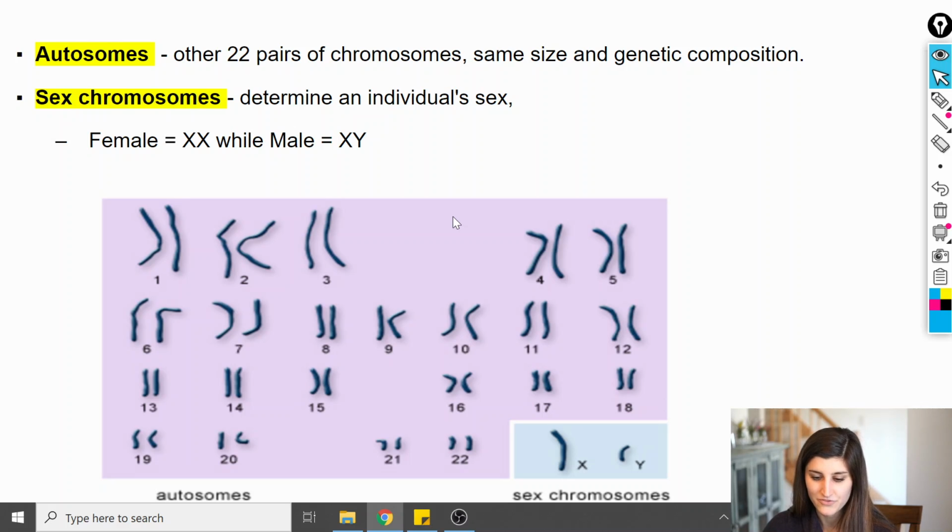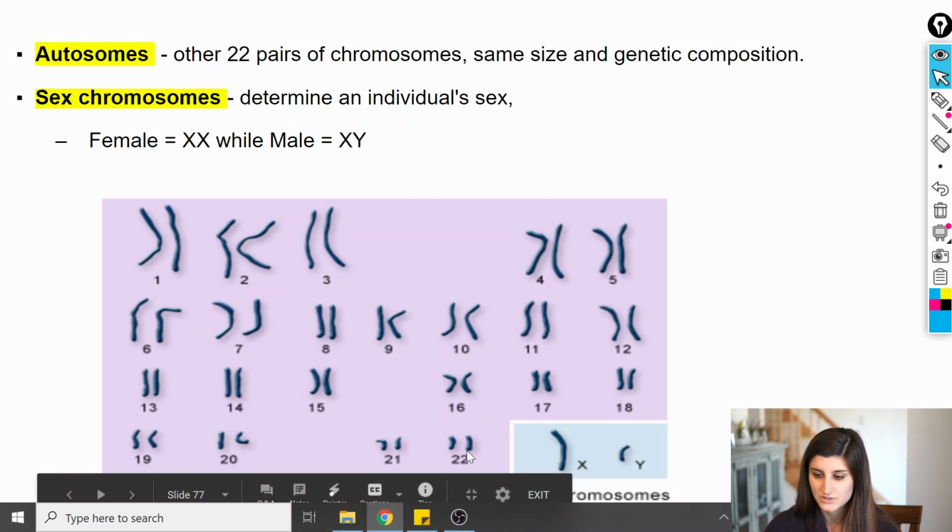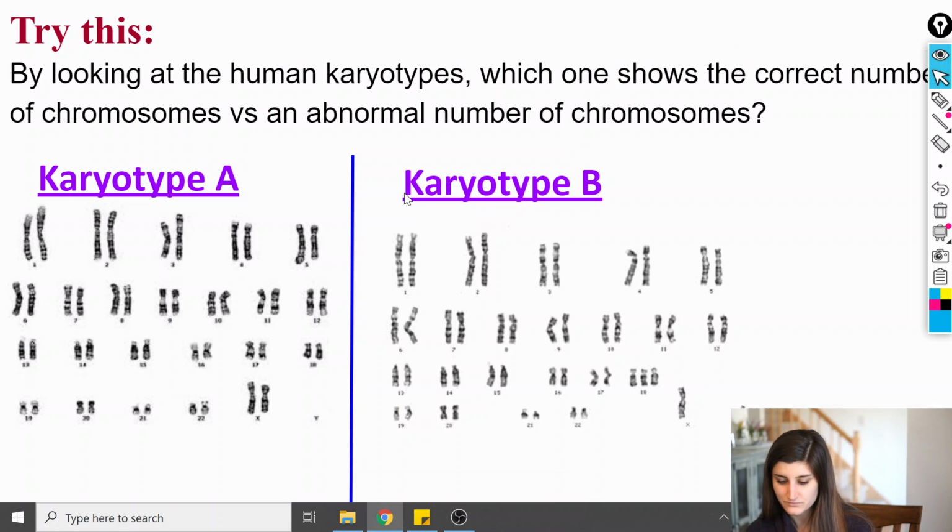And here we talked about this, but once again, a refresher. Our autosomes are 1 through 22, and then we have our sex chromosomes, which will determine an individual's sex, and they're down here. So females are XX and males are XY. If we look at this, I want you to try to figure out which karyotype set is showing the correct number of chromosomes. So take a minute and try to think about which one's actually showing the correct number that it should have for a human.